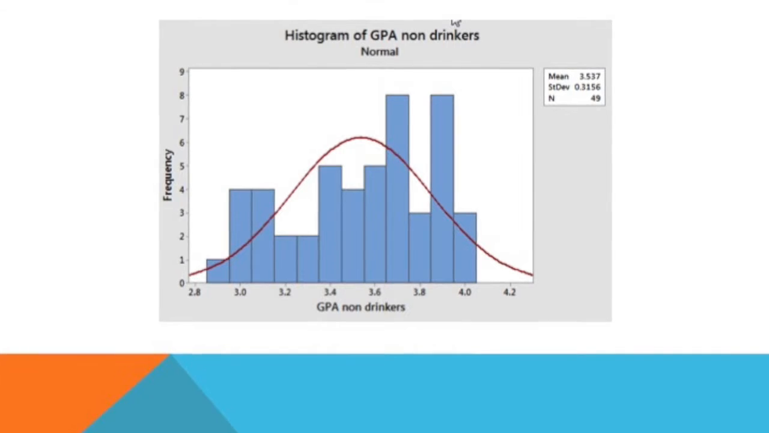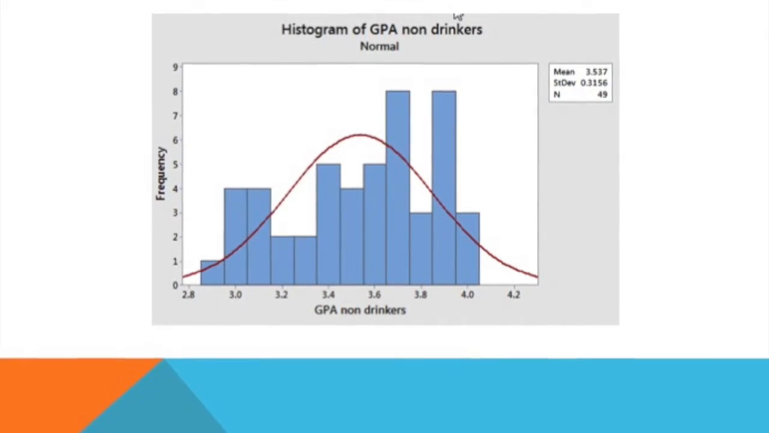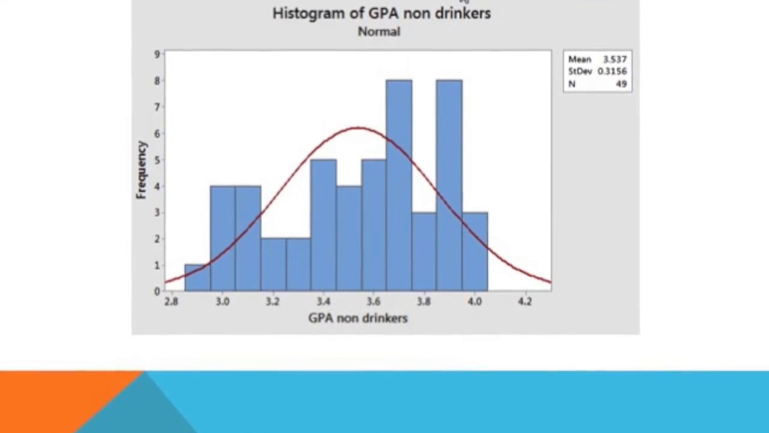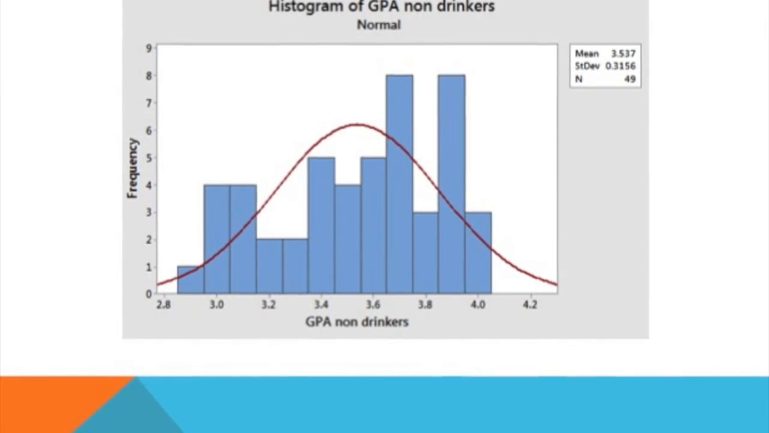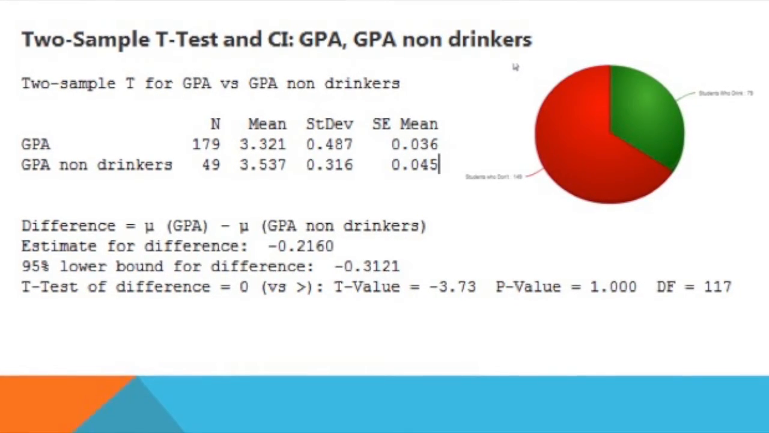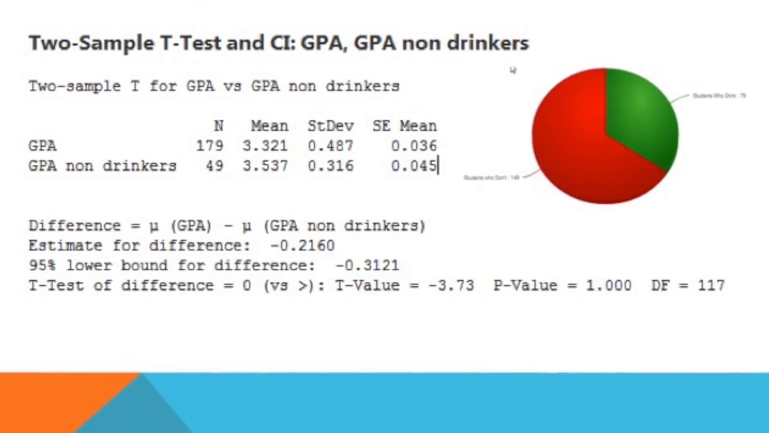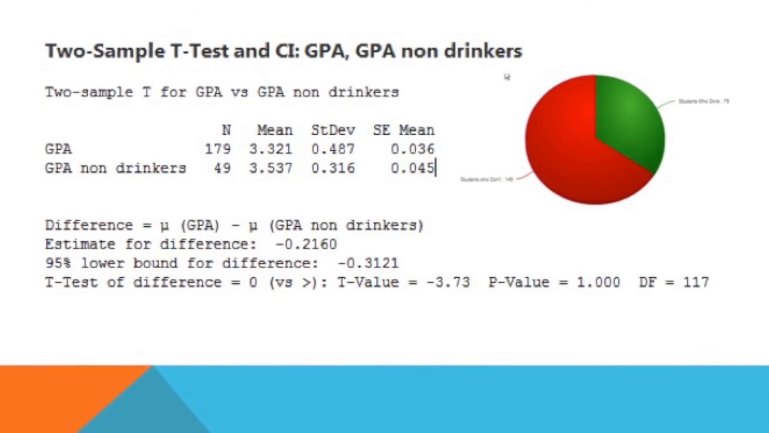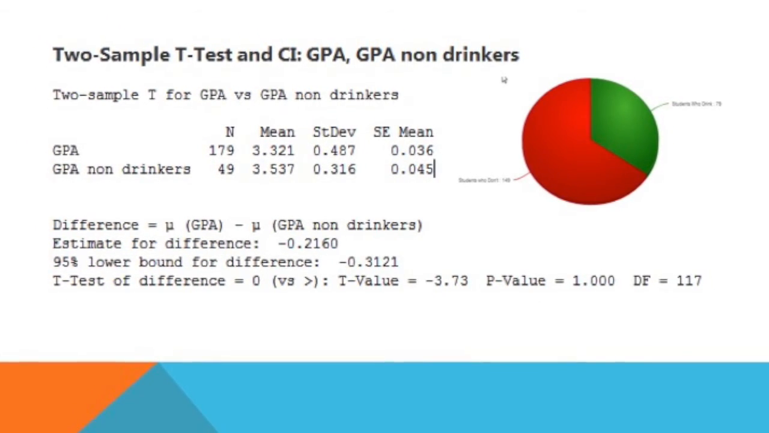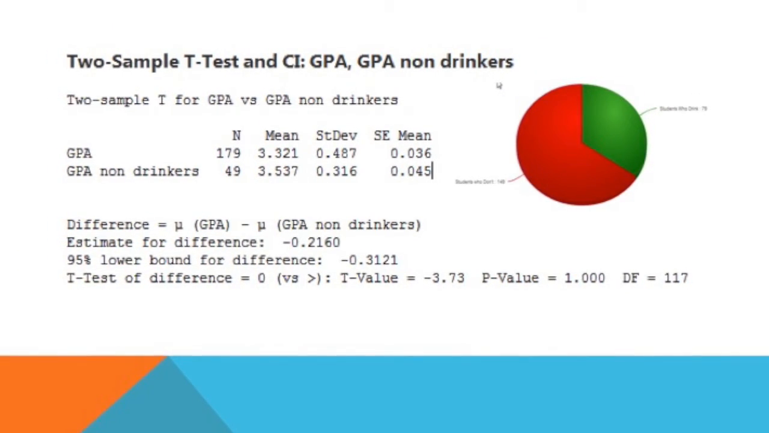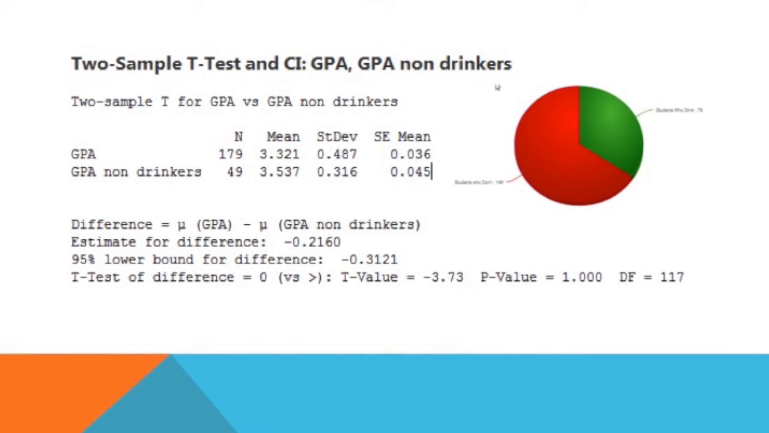So this is a histogram of GPAs of non-drinkers, and it seems to be normally distributed for X, and the higher GPAs seem to be more constant for the non-drinkers. This test shows the average GPAs of students who drink and students who do not drink or do drugs. Now, the GPA for students who do drink and do drugs is 3.3, and the GPA of non-drinkers is 3.57. And our claim was that the students who do not drink and do drugs will have a higher GPA, and based on this test, we can support our claim.